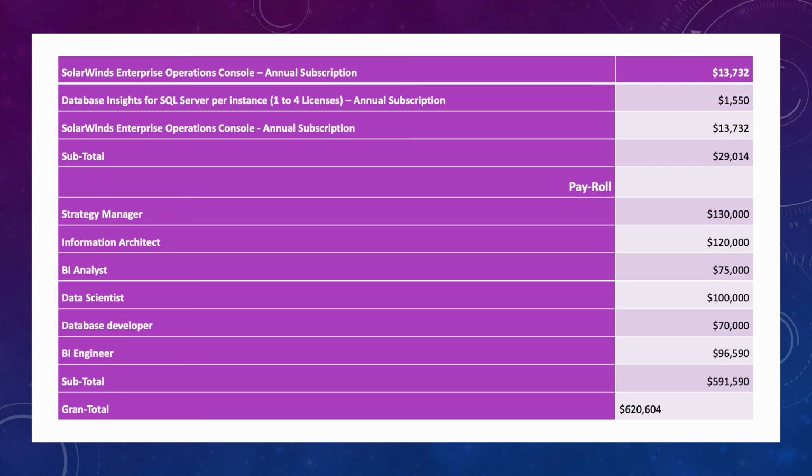And here I determine the payroll the company is going to need: strategy manager, information architect, BI analyst, data scientist, database developer, and BI engineer, which gives a subtotal of $591,590 for a grand total of $620,604. So this is the total, or the goal, to get for the project.